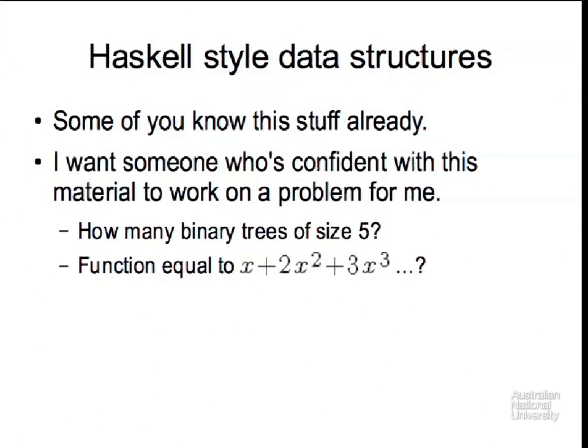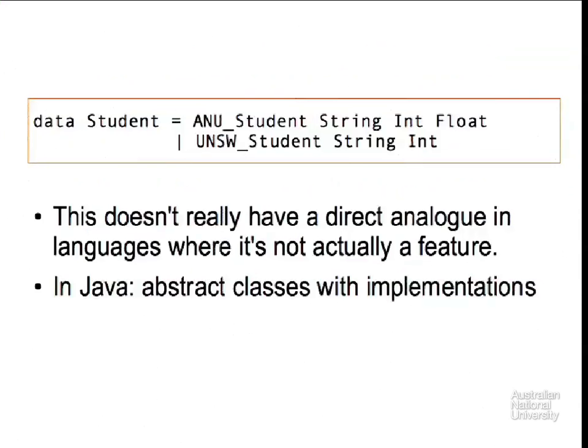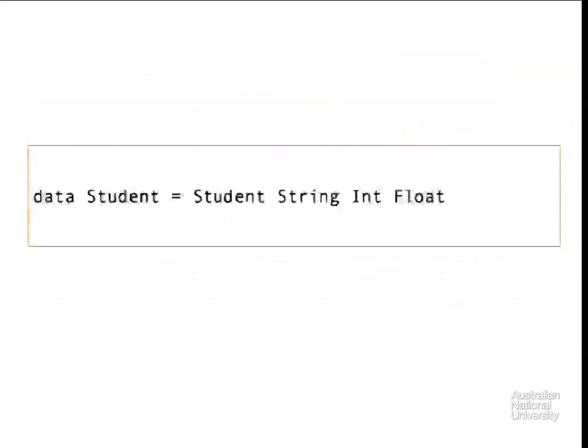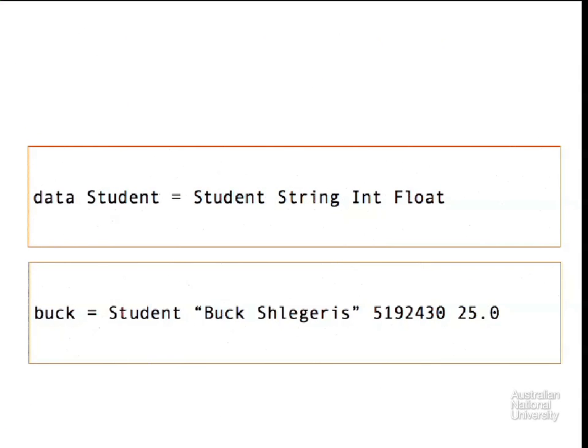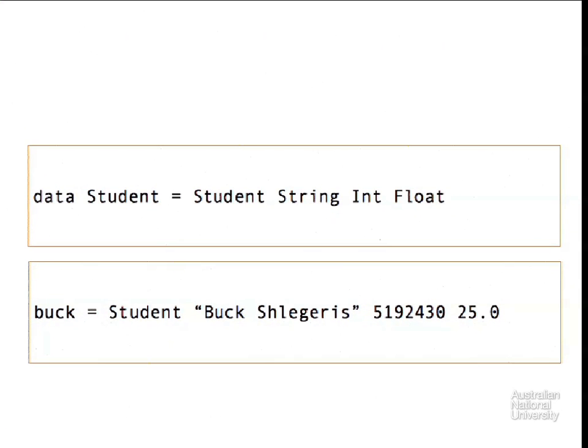But anyway, an introduction to Haskell data structures for those who either didn't pay attention in 1100 or aren't from ANU. The kind of thing we have in Haskell is a data structure that looks something like this. An example application: we might have the item Buck, who is a student with the name Buck Shlegeris, which is a string, and the student number 5192430, which is an int, and the expected value to the university of $25 or whatever.